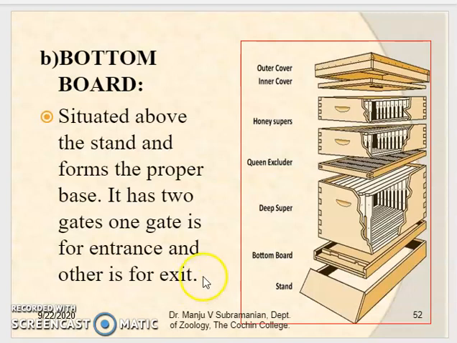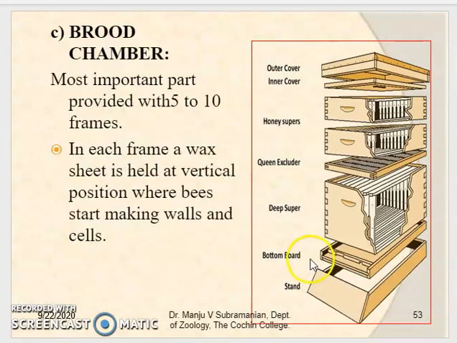Then there is a bottom board. You can see here the bottom board is situated above the stand and forms a proper base, and it has two gates, one for the entrance and the other for the exit. Then there is a brood chamber above that. This is a bottom board and this is a brood chamber, the most important part, provided with 5 to 10 frames, and each frame of the wax sheet is held in a vertical position where the bees start making the walls of the cells.